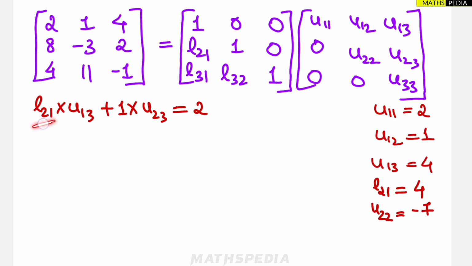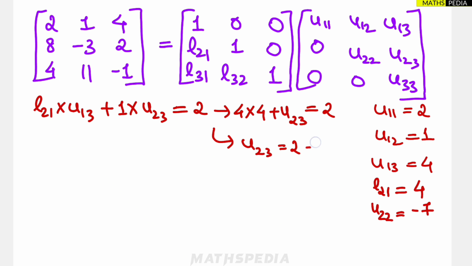And L21 value already we know 4. So that implies 4 into 4 plus U23 is equal to 2. So U23 is equal to 2 minus 16, which is equal to what? Minus 14. So U23 value we got it as minus 14.